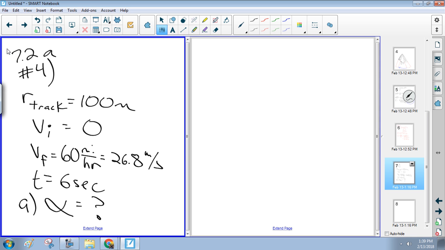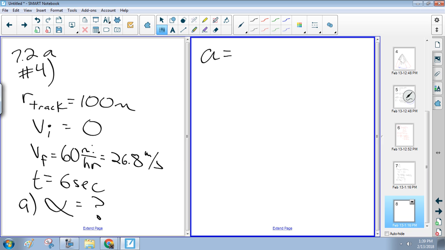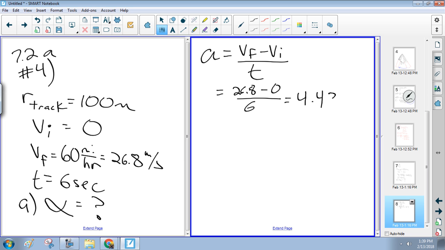Follow? So, acceleration is Vf minus Vi over t. Let's see, our Vf is 26.8, our Vi is 0, our time is 6. So divide this out, and you get 4.43 repeating meters per second squared. Is that right? Something like that.